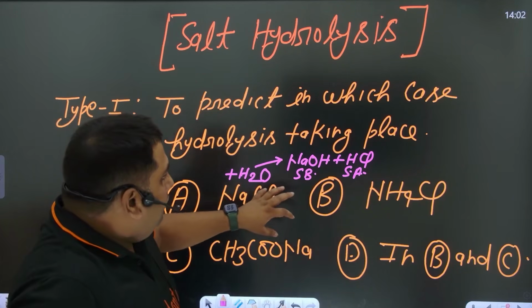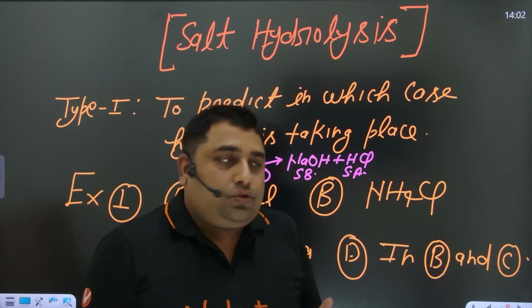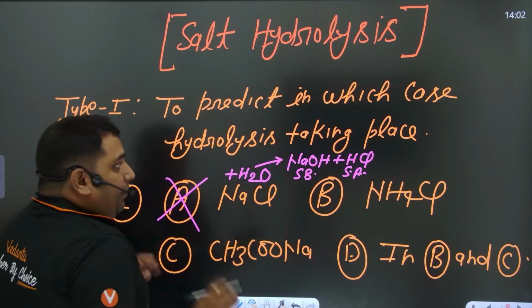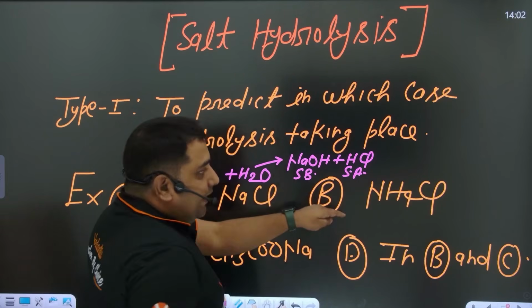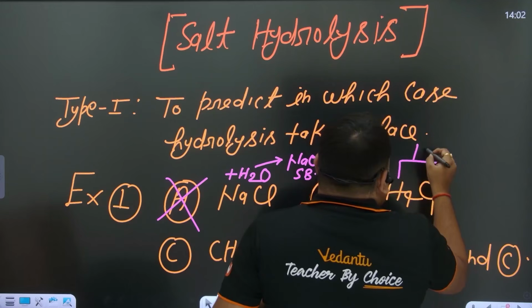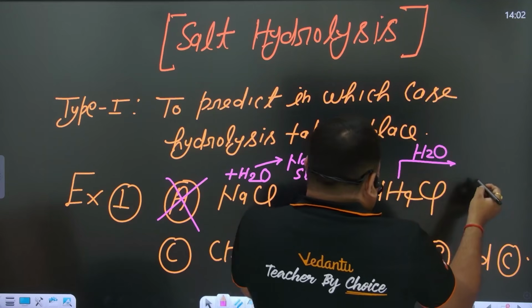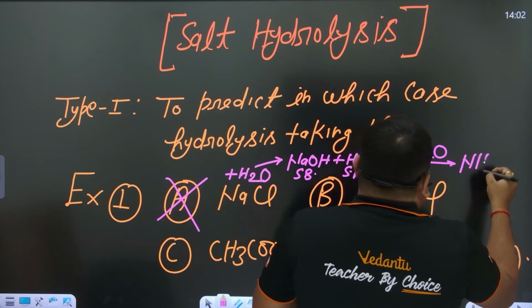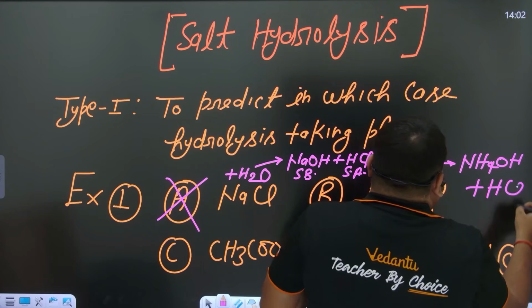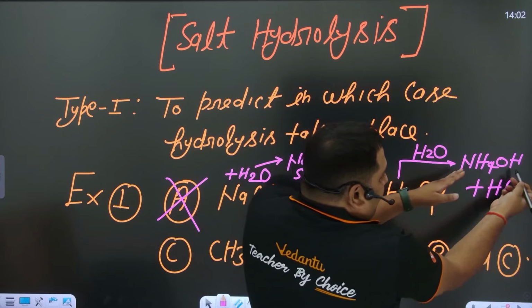So none of them is weak. So in this salt, hydrolysis is not taking place. Okay. Now we have to see NH4Cl. You have to add water to NH4Cl. If you add water to it, then it forms what? NH4OH, right? And HCl.